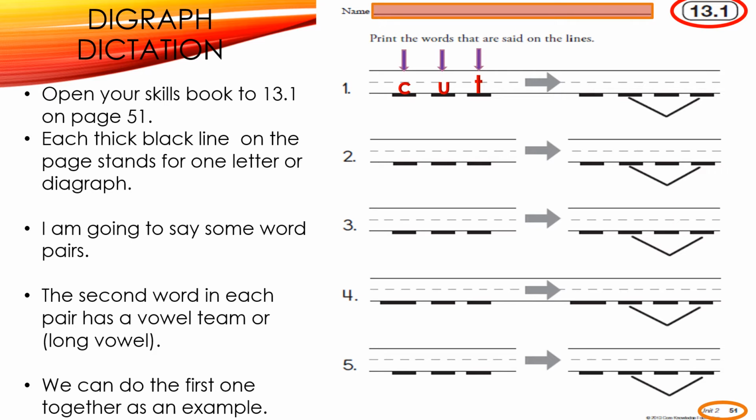Now we need to alakazam this word. Cute. We know we need our C, U, T. Both of those words are spelled the same until we get to that last letter. What do we need to turn cut into cute? We need the letter E, that magic E. Now we have cute, that long vowel. All right, do the rest on your own.